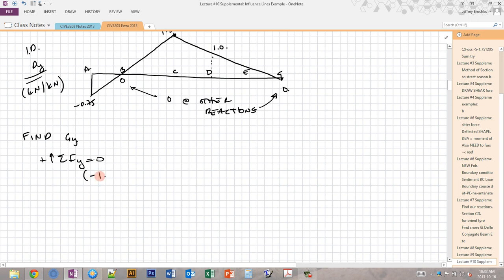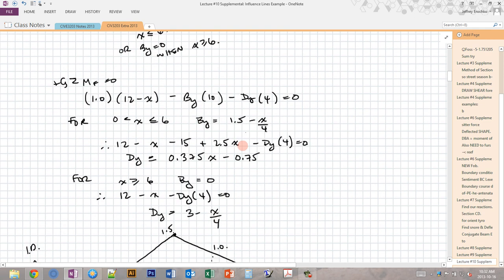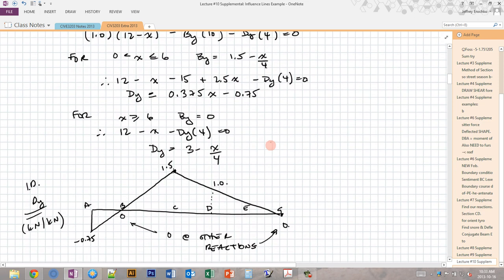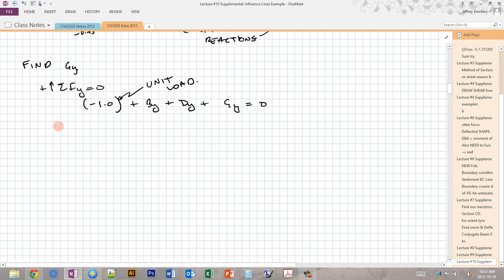And then we have negative 1.0, which is our unit load, plus by plus dy plus gy equals 0. We can't forget the unit load because it acts upon the structure. And I think that's shown in the free body diagram. Yeah, there it is. Negative 1.0, by, dy, gy. And again, we have to split this situation up into the two cases.